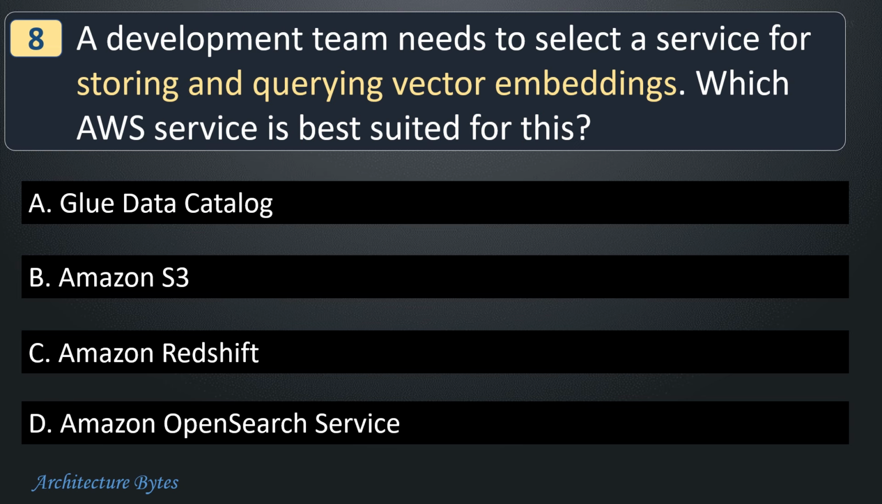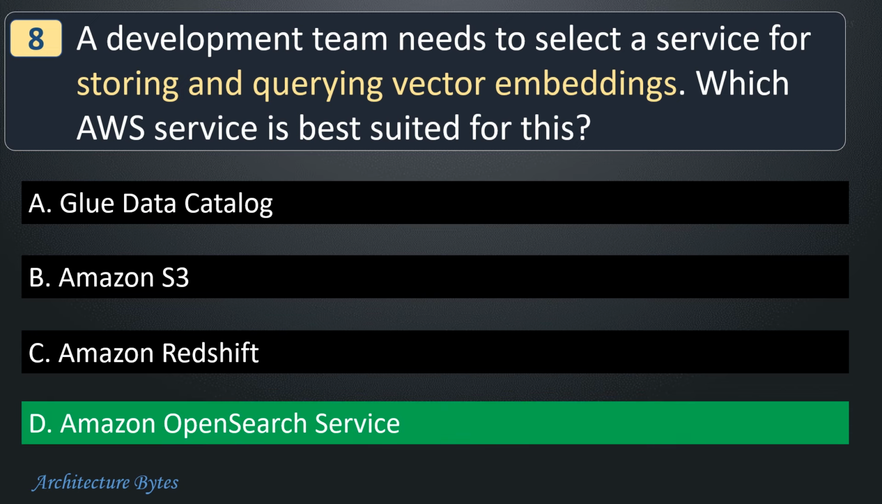A development team needs to select a service for storing and querying vector embeddings. Which AWS service is best suited for this? Option A, Glue Data Catalog, B, Amazon S3, C, Redshift, or D, OpenSearch Service. Option D, Amazon OpenSearch Service, is the right answer here.